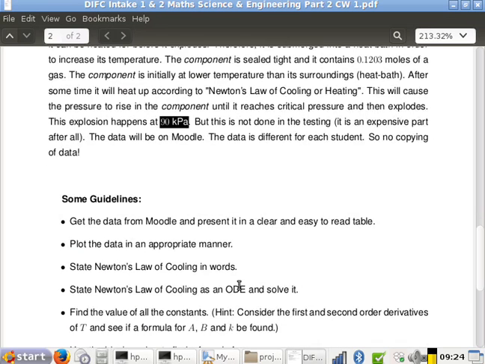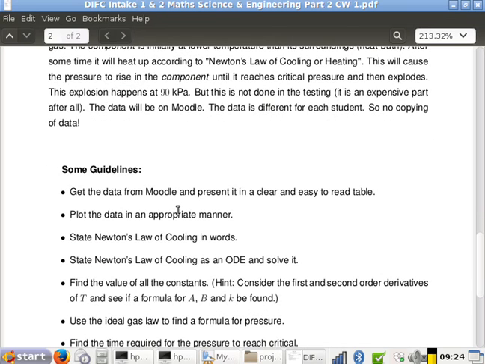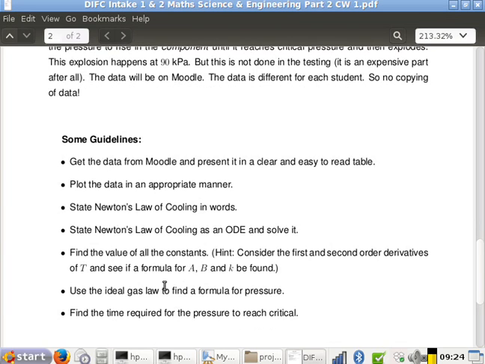So your goal is to get the data from Moodle, plot the data, state the law in words, state it as an ODE and solve it, find the values of the constants, use the ideal gas law to find a formula for pressure, because remember, this is only going to be for temperature, and you don't care about temperature, you care about pressure. And then finally, find the time required for the pressure to reach critical.